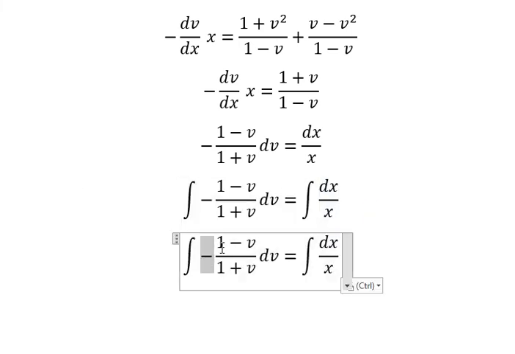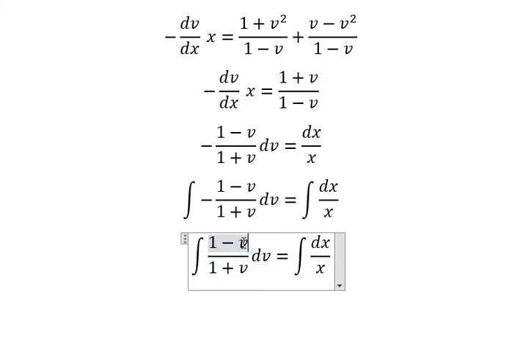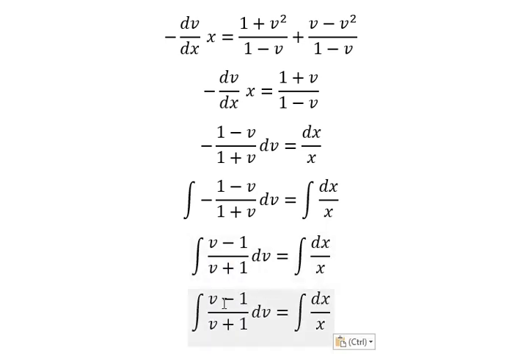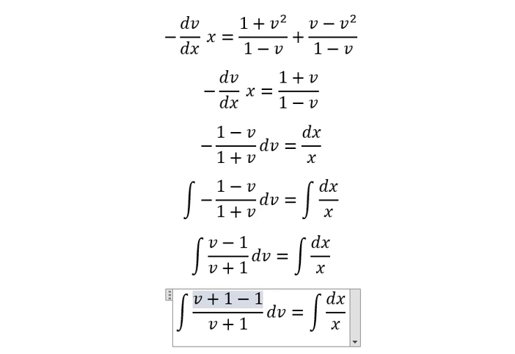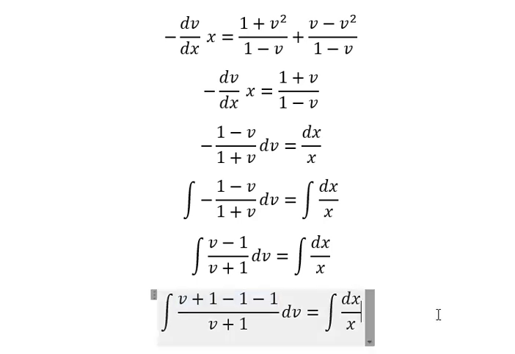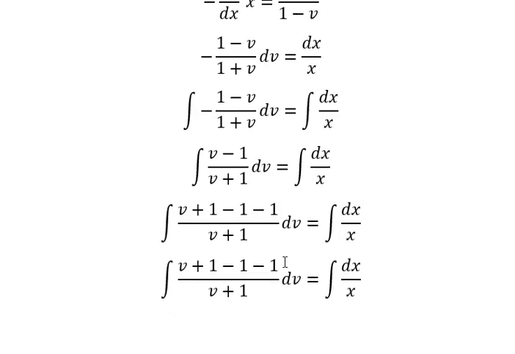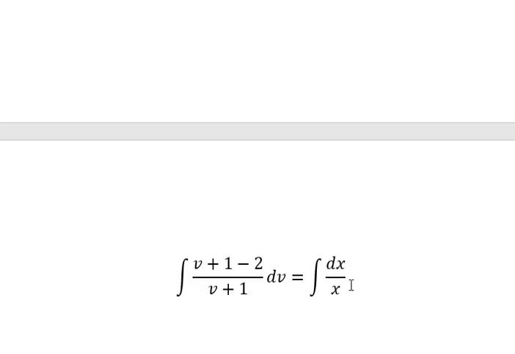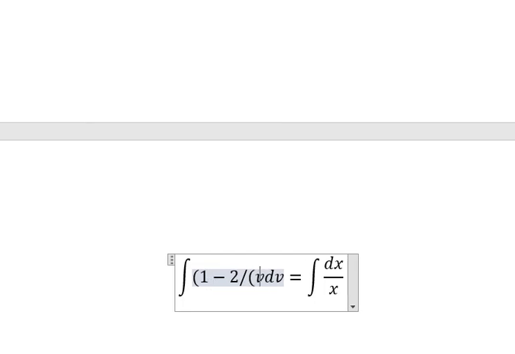Now we have the negative and we need to change the sign of 1 minus v. So you get v minus 1. So in this situation, I need to create the factor divided by v plus 1. So I need to add number 1. Later we need to minus number 1. So this one you get negative number 2. So v plus 1 divided by v plus 1, you get number 1. And you have number 2 over v plus 1.